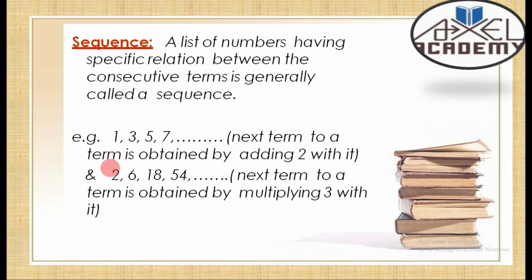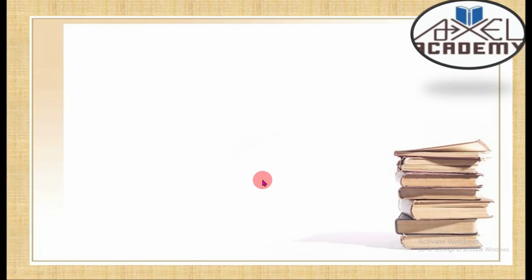Let's take another example. 2, 6, 18, 54. What is the relationship between them? Each number we are getting by multiplying its preceding number by 3, and here the sequence begins from 2, and similarly the earlier sequence begins from 1. So to get 6 we have to multiply 2 by 3, and same for 18. To get 18 we have to multiply 6 by 3. So this is also an example of a sequence. I think this point is clear.